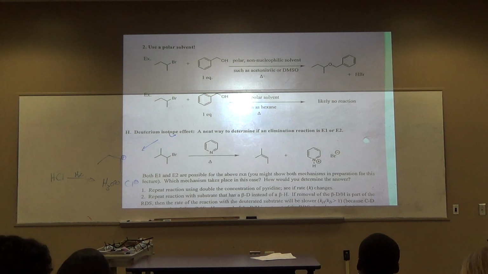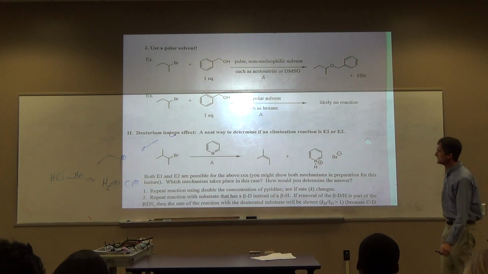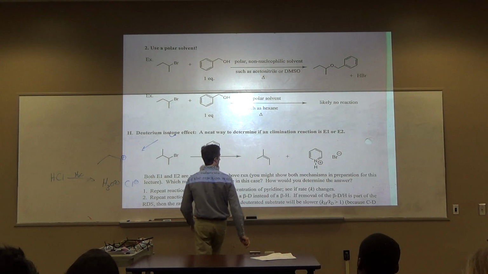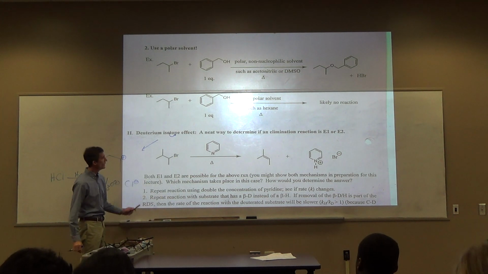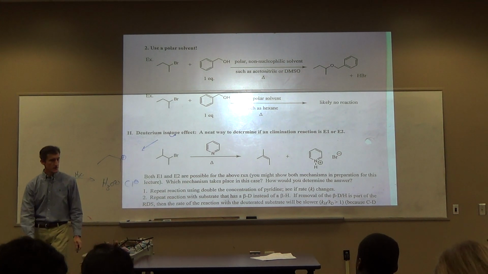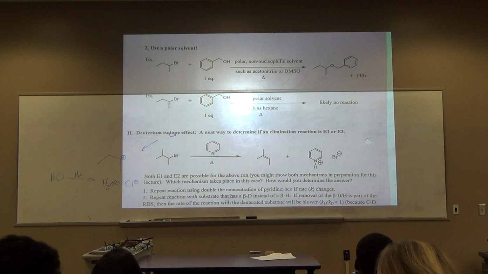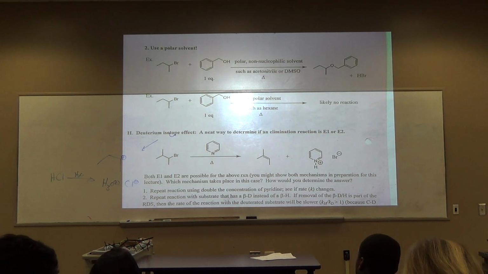Okay, different topic. Deuterium isotope effect. This is a neat way to determine if an elimination reaction is E1 or E2. Look at this reaction here. First off, is that an elimination reaction? Yes. Second, is it E1 or E2?